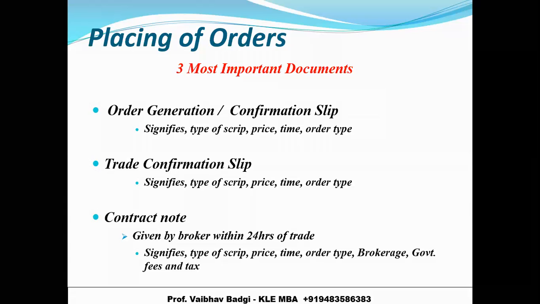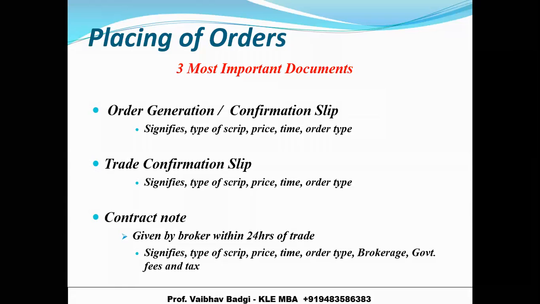Okay, the type of scrip in this particular case is Titan Industries Limited. It is an equity scrip, and the name of the scrip is Titan Industries. At what price do you want to buy? Vishaka has said that she wants to buy one share of Titan Industries at a price of 1000 rupees. So the price has to be mentioned here.